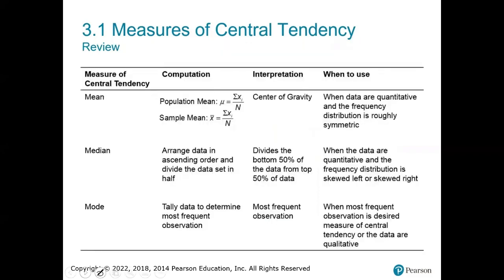To recap here, our mean: add all of them up, divide by how many you have. When to use it? When our data is symmetric. Okay, median: you're going to put it in ascending order and find the value that is in the middle. So what it does is it divides the data into exactly 50-50. We will use it if we have skewed data. If we have skewed data, the median is the best representation of the center.